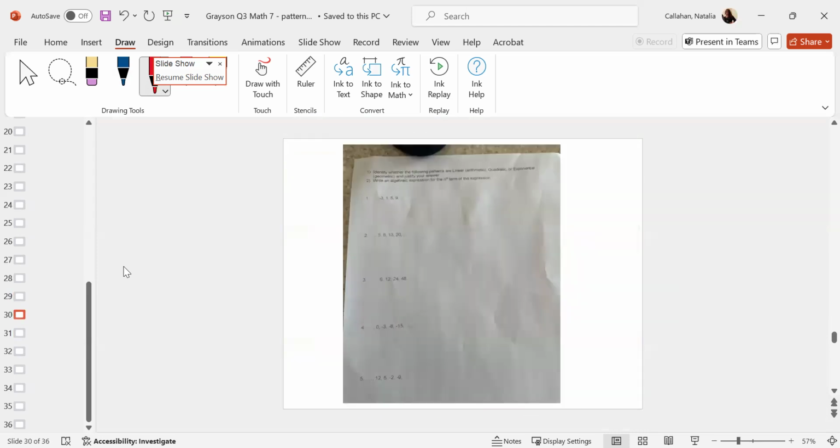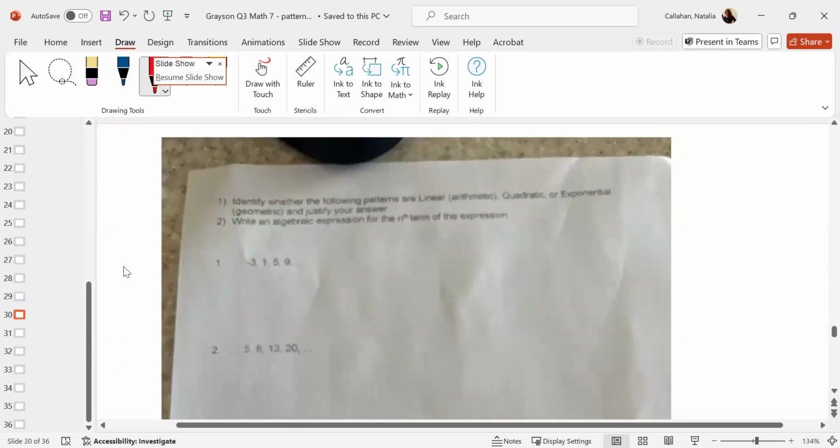This one here? Is it the best one? Okay. What does it say? Please identify whether it is linear, quadratic, or exponential, and justify the answer. Write an algebraic expression and find the nth term of the expression.